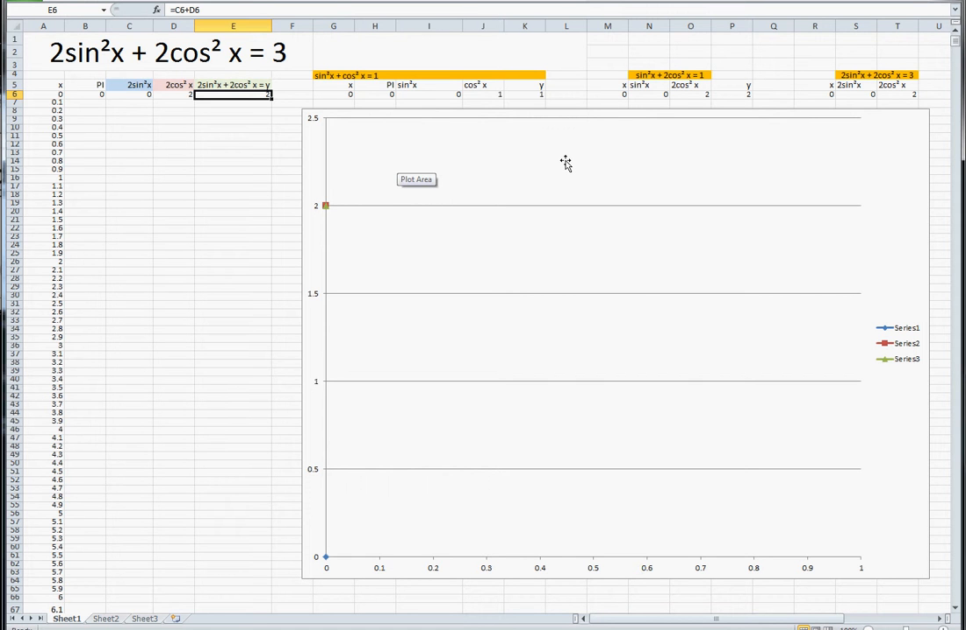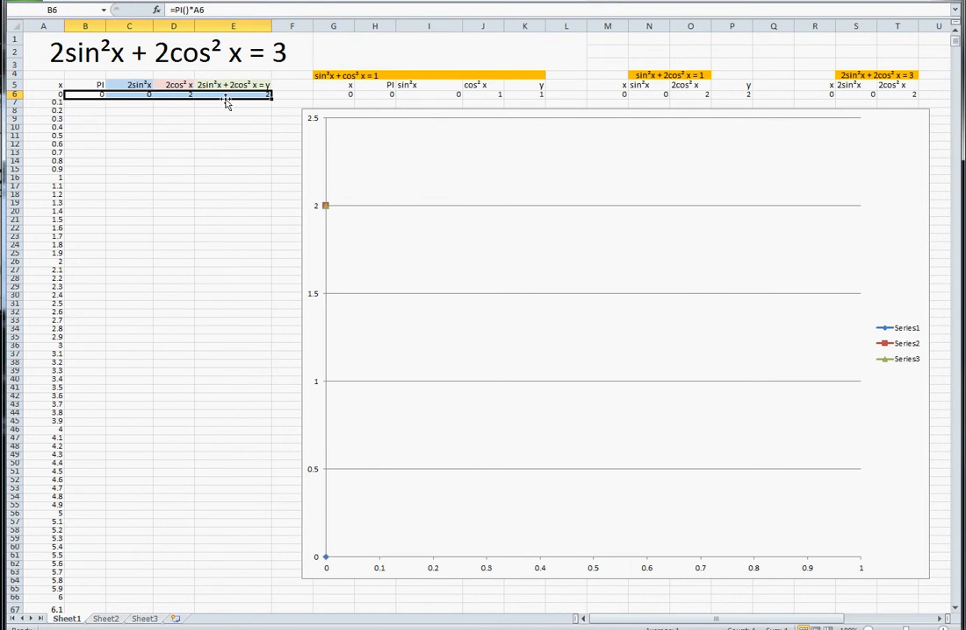Fourth in a series, looking at 2 sine x squared plus 2 cosine x squared equals 3. When I see problems like this in the book, I think somebody made a mistake, because I'm supposed to be stating which ones are identity and which ones are conditional. And let's see if this applies to either one of those two terms.